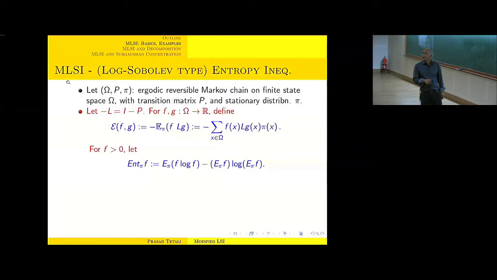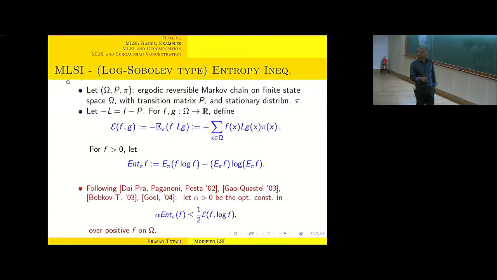This is a convex function. Rather than F squared, I take F log F. And again, by Jensen's inequality, this is going to be non-negative. Okay. And so I might have it on the next slide, but again, why is this called entropy?